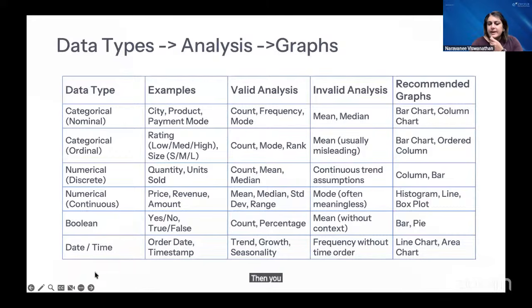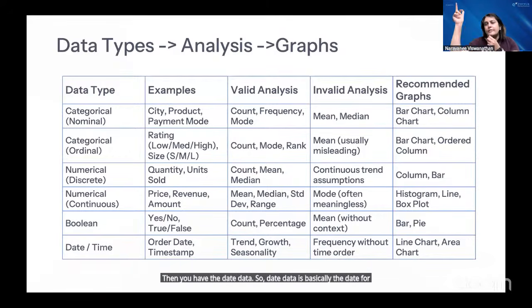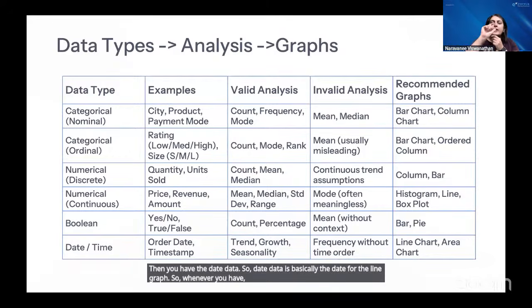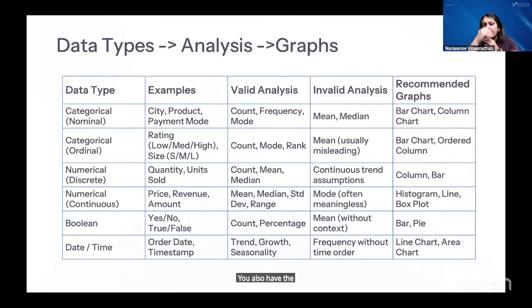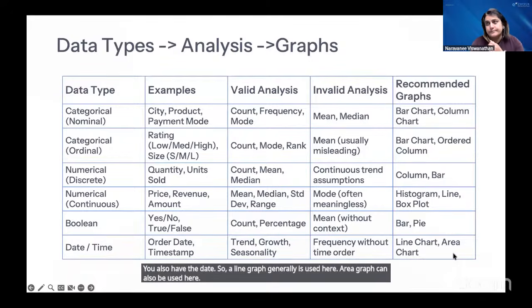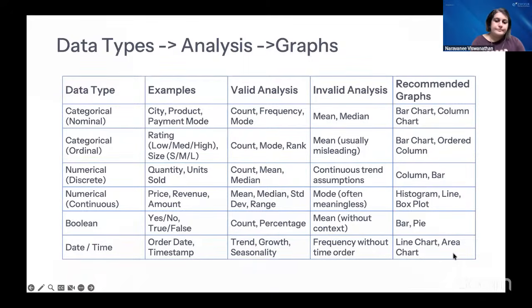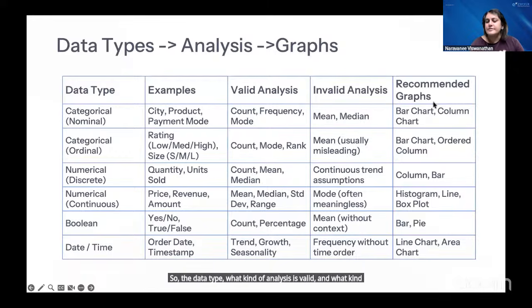Then you have the date data. Date data is basically the date for the line graph. So whenever you have, let's say, product sold, number of units sold, you also have the date. So a line graph generally is used here. An area graph can also be used here. Is it clear, everyone? So the data type, what kind of analysis is valid, and what kind of graphs.